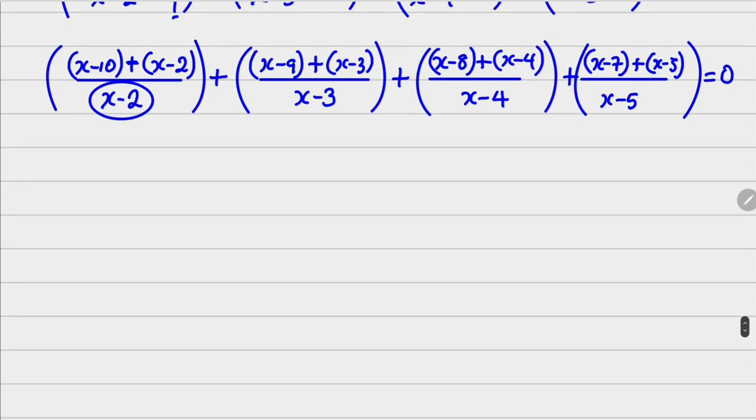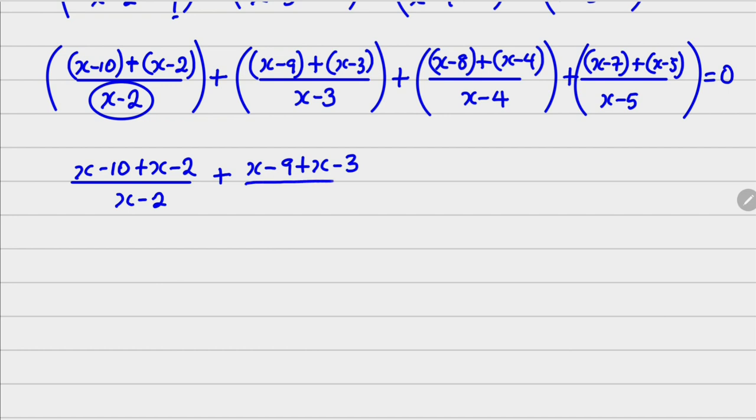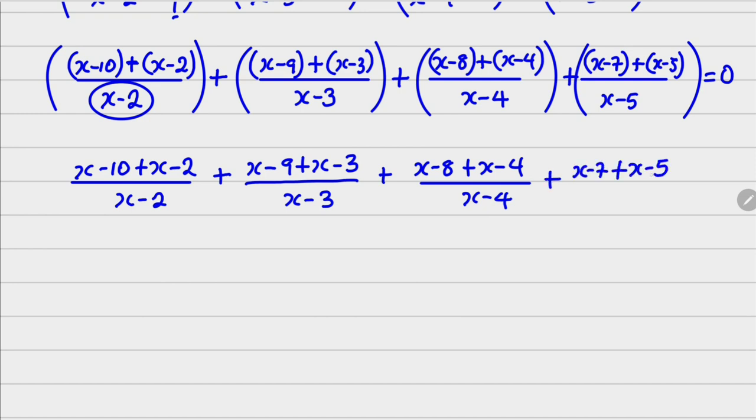Now, since I've completed it, I'm going to expand so that I can have x minus 10 plus x minus 2 all over x minus 2. Plus, here I'm going to have x minus 9 plus x minus 3 all over x minus 3. Then plus x minus 8 plus x minus 4, I'm going to have everything over x minus 4. Then the last, which is going to be x minus 7 plus x minus 5 all over x minus 5. Everything is equal to 0.